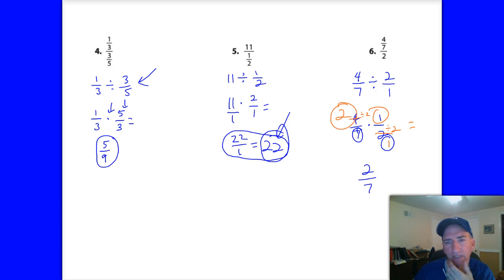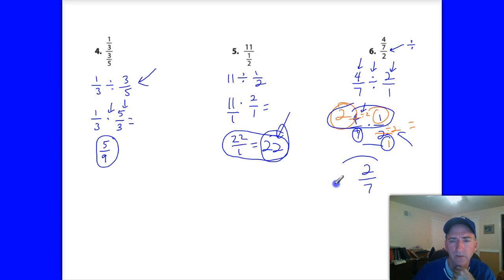Did you get 2 over 7? That's what we got here. If you look at it carefully, you see 4/7 over 2, so your division sign is right there. Then you do keep, change. 4/7 times 1 over 2. Right here you had a common factor of 2 cancel out, so the top number was 2 times 1 and the bottom number was 7 times 1, 2 over 7, right there.